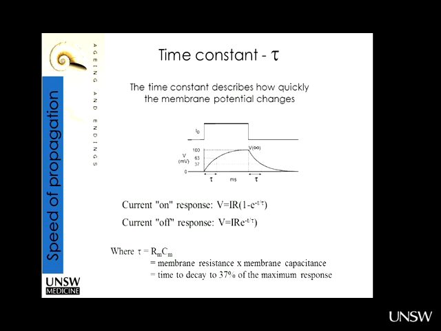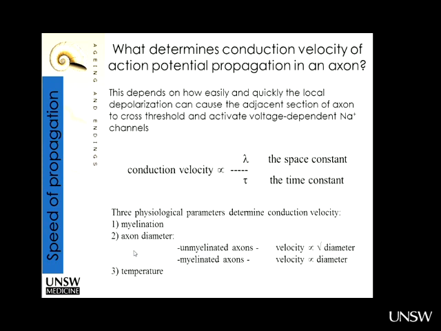So basically, with higher capacitance, your axon takes time to get charged, and it will also take time to discharge. And that's not very favorable for conduction. It will slow things down. So the higher the capacitance, the slower the conduction can be. So for fast conduction, we want tau to be lower. The lower the tau, the greater the conduction velocity.